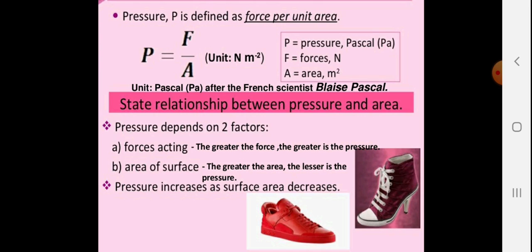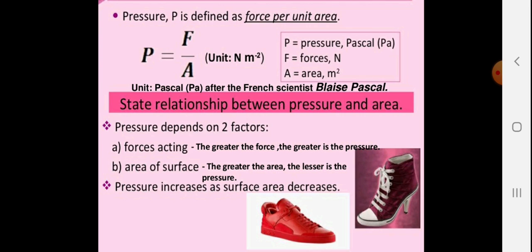State the relationship between the pressure and the area. The pressure depends on two factors: force acting, the greater the force, the greater the pressure; and area of surface, the greater the area, the lesser the pressure. So I can say that pressure is directly proportional to force. If you increase the force, pressure will increase. If you decrease the force, pressure will decrease. But it is inversely proportional to area. That is, if you decrease the area, pressure increases. If you increase the area, pressure decreases.